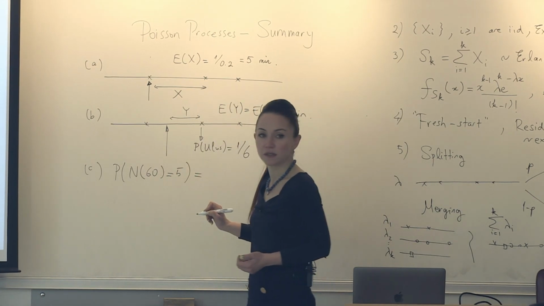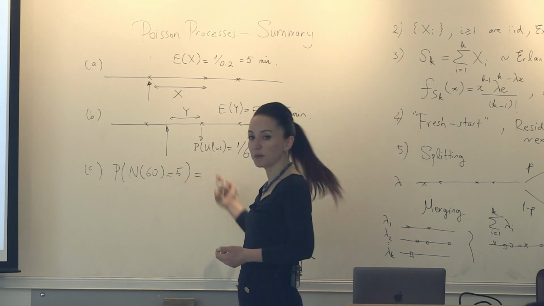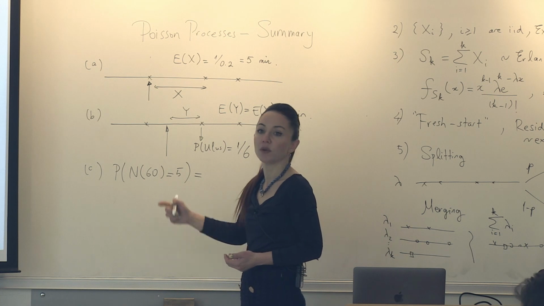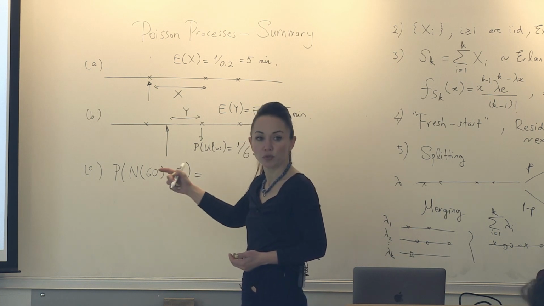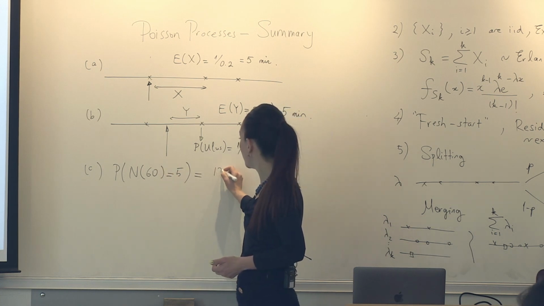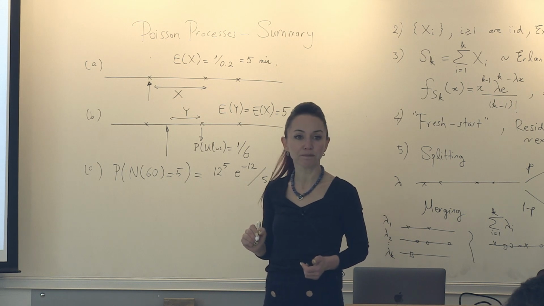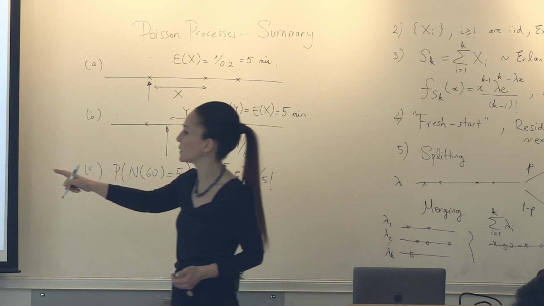What is this? Lambda times t. Lambda is 0.2, right? 0.2 times 60 is 12. So it's 12 to the 5, e to the minus 12 over 5 factorial. Any problem with that? Okay, now how about this?